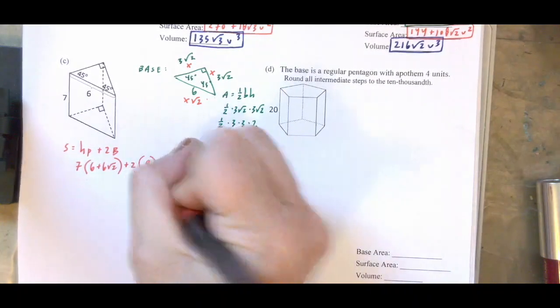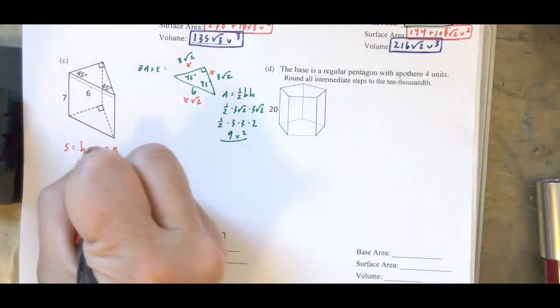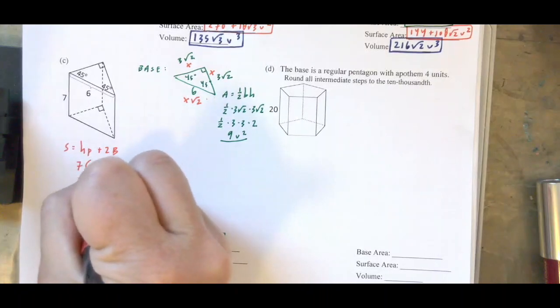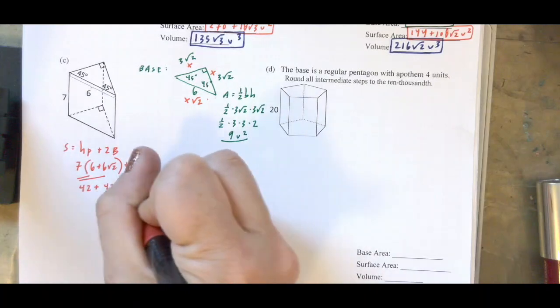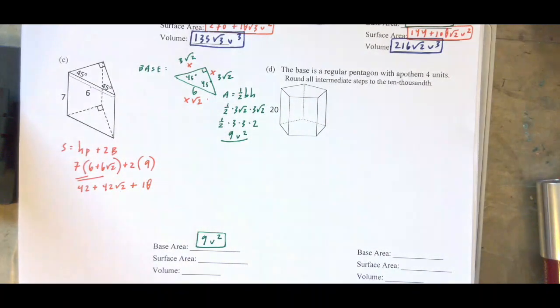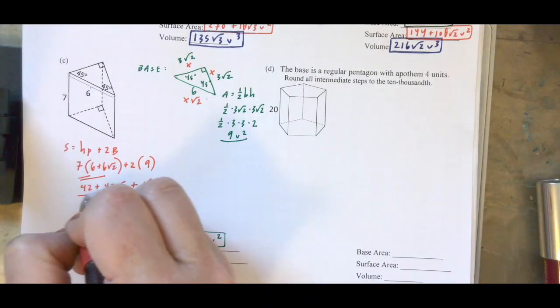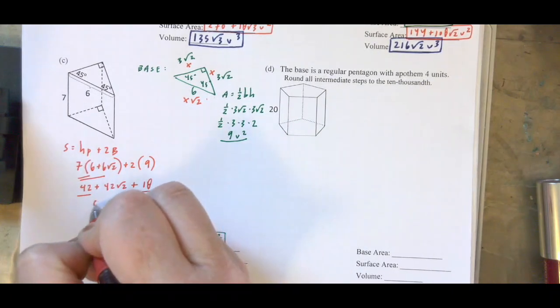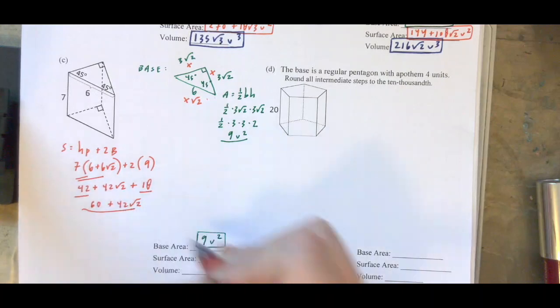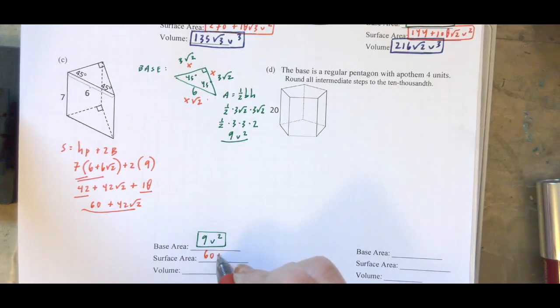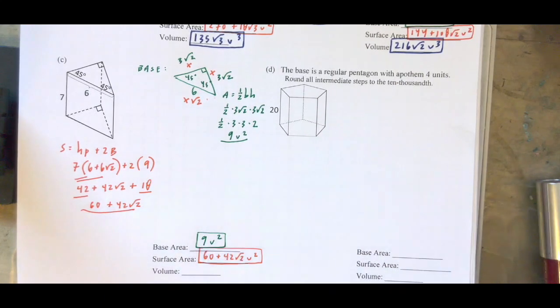So 2 times 9. So now I distribute that 7. I get 42 plus 42 root 2, and then plus here 18. I can only combine my like terms, so that 42 and the 18 get me 60 plus 42 root 2. I can't go any further than that. But units are squared always. Okay, volume to close it out.